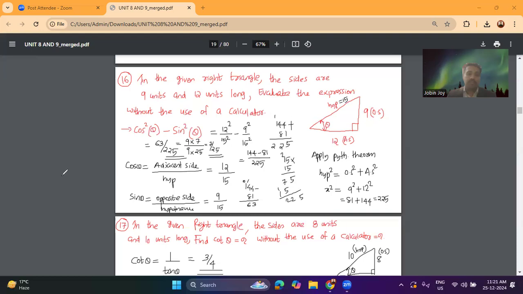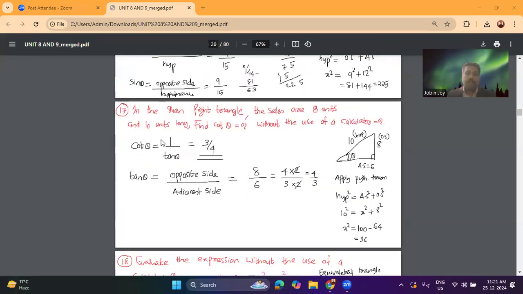Next question, question number 16. In the given right triangle, one side is given. This is 8 units and the hypotenuse is given. This is 10 units. And this angle is theta. Find cot theta. You have to calculate cot theta.